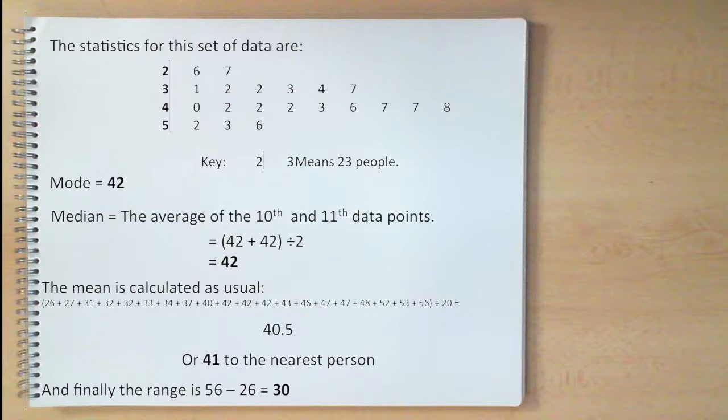So the stem and leaf diagram is a really simple and straightforward way of organising data so that it gives you a very good visual representation of the distribution. If you look at this, it's almost like a bar chart formed for you, and it also gives you a quick way of working out the mode and the median, and also finding the range. The mean, I'm afraid, is always going to be a bit of a slog.